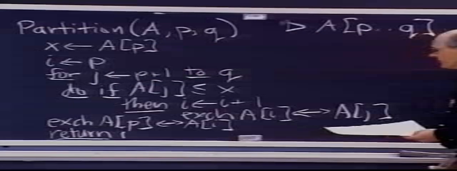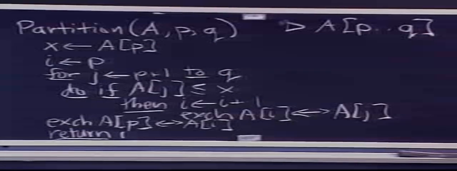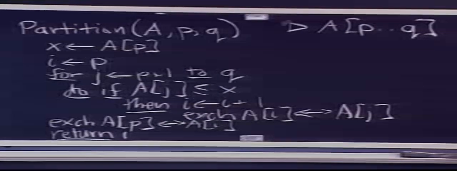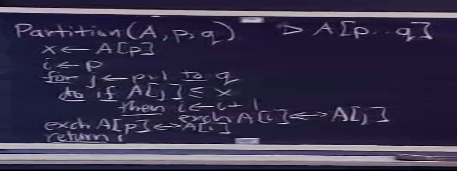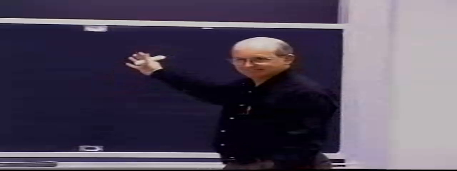Okay, so this is the code. How do we know what this thing does? What's the easiest thing I can do to show what this code does? How can I help you understand this? How can you understand anything with a loop?